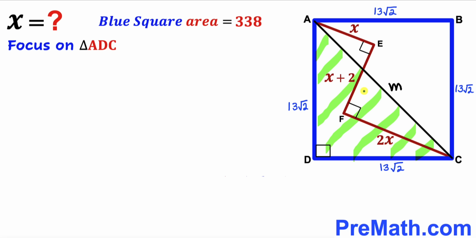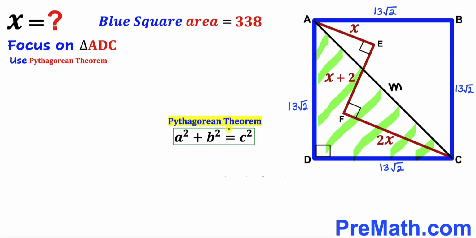And now we are going to focus on this right triangle ADC. And we are going to apply the Pythagorean theorem on this triangle. And here is our Pythagorean theorem: a squared plus b squared equal to c squared. In our case, our m is the hypotenuse, whereas 13 times square root of 2 and 13 times square root of 2 are our two legs. Let's go ahead and fill in the blanks in this Pythagorean formula.